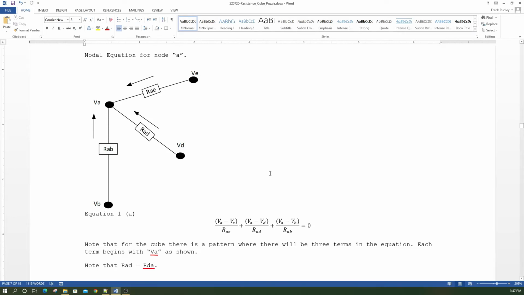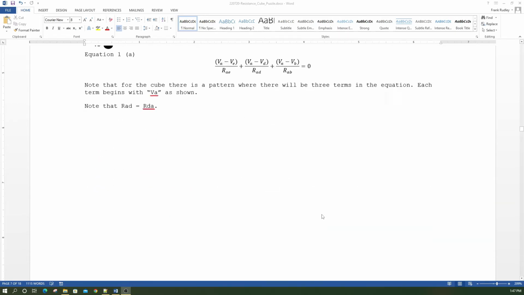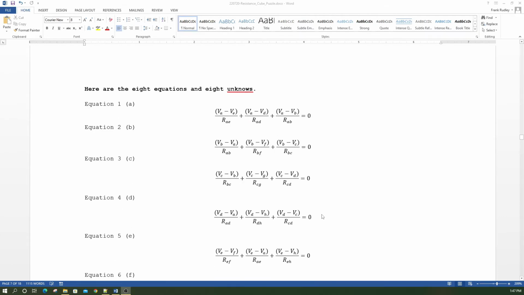I wanted to note that each term begins with VA, and it has this form here. Knowing it has this form makes it much easier to check the equations for mistakes, because you always know that the first term will be the node that you're writing the equation for, and all the other voltage nodes will be negative. These will always be negative, and you add them. Okay, so if we move on, here are the 8 equations and 8 unknowns.